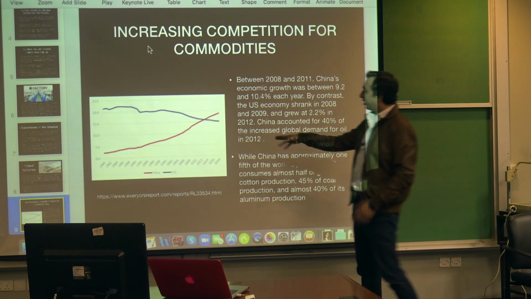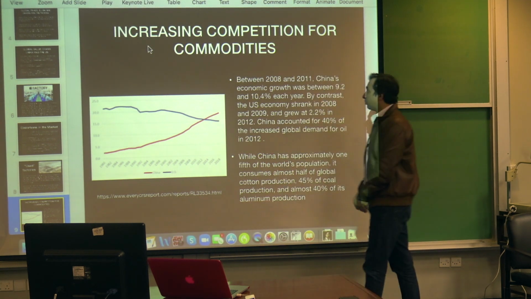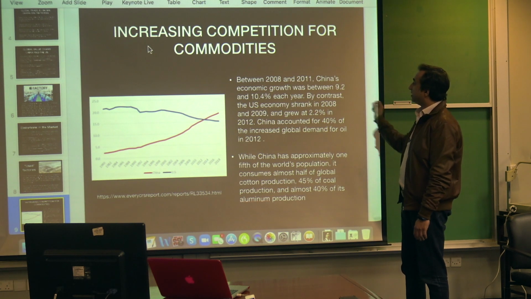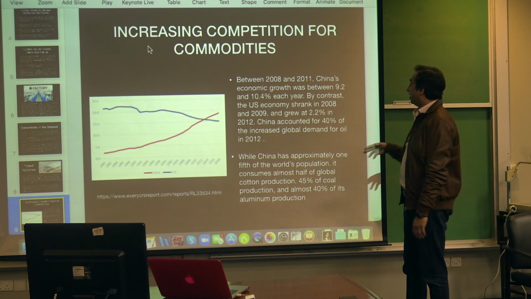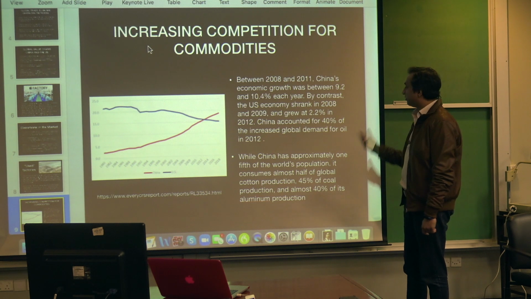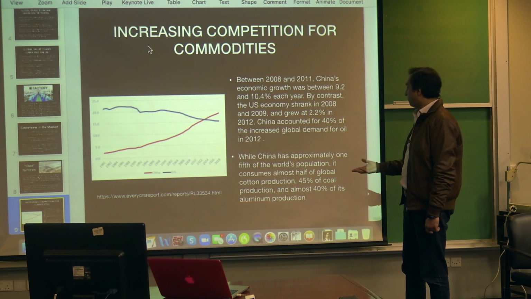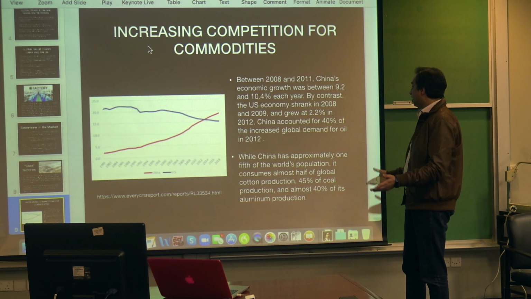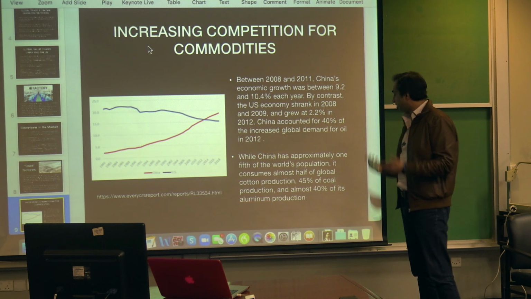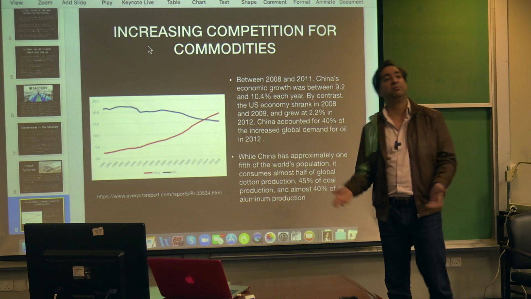You can see this graph over here. The blue line is the United States of America and the red line is the People's Republic of China. Between 2008 and 2011, China was growing between 9.2 and 10%. The US economy was slowing down and grew at 2.2%. China accounted for 40% of the increased global demand for oil in 2012. China has approximately 1/5 of the world's population, but it consumes almost half of global cotton production, almost half of coal production, and almost 40% of aluminum production.